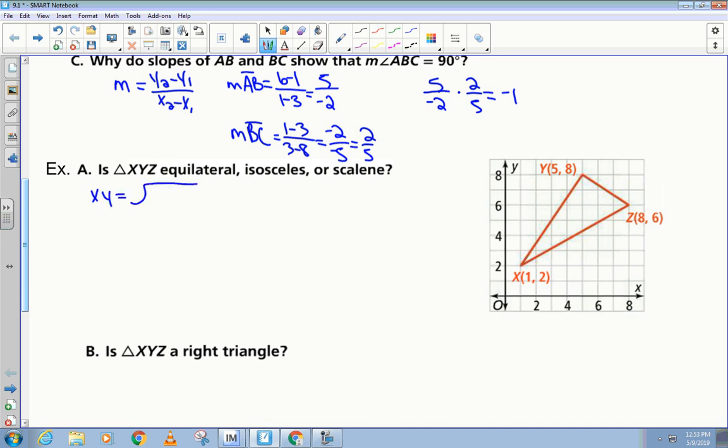All right. So let's see. We're going to do 5 minus 1 quantity squared plus 8 minus 2 quantity squared. That's going to give me 4 squared plus 6 squared equals 16 plus 36, which is square root of 52.